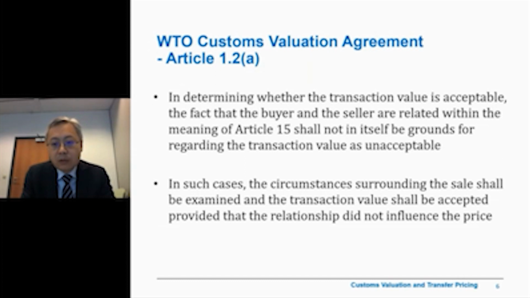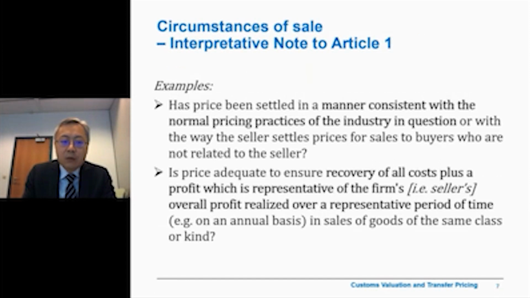So in this situation, what could we do? What kind of information will we need to make certain that the relationship does not influence the price? We examine the circumstances surrounding the sale. And how to do it? How to examine the circumstances surrounding the sale? There are two examples in the agreement.